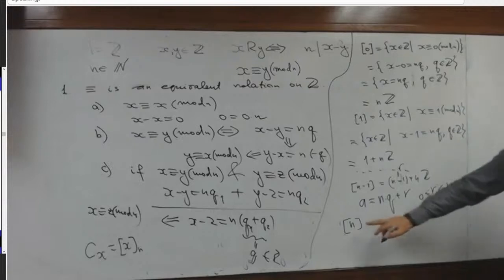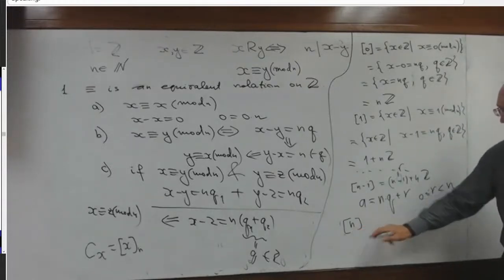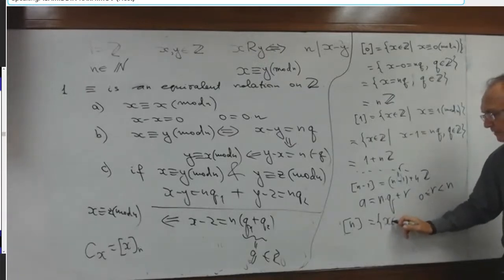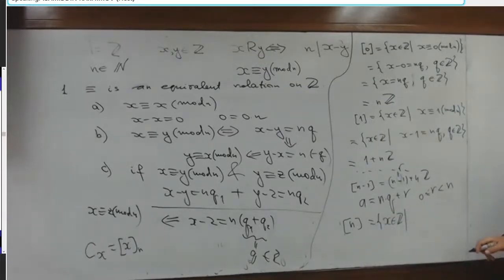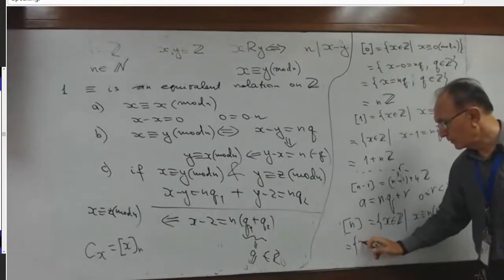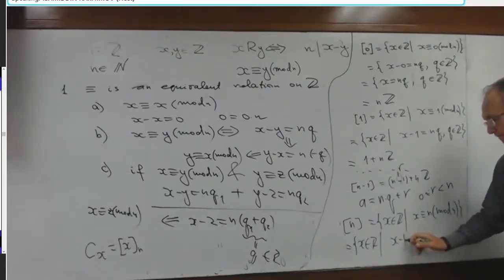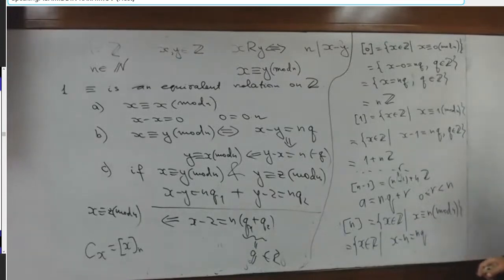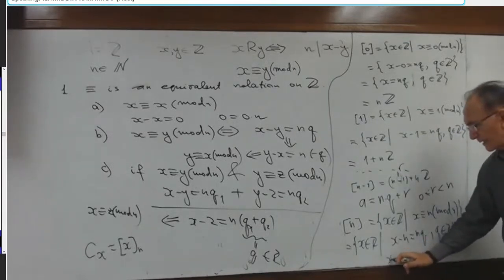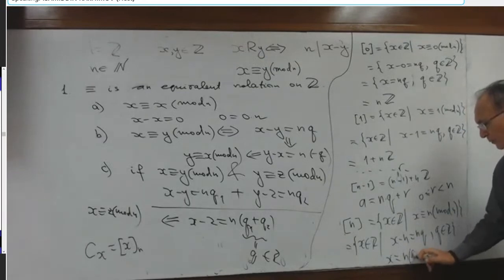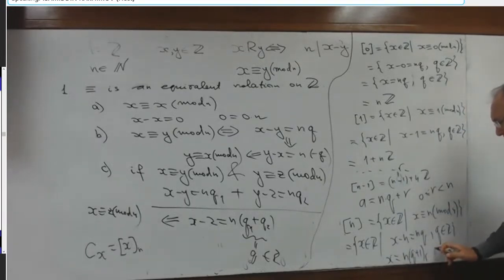Now, of course, N. What is this? This means those X from Z such that X ≡ N mod N, or it is the same to say those X from Z such that X minus N is divisible by N, or this X is N times Q plus 1, Q from Z.